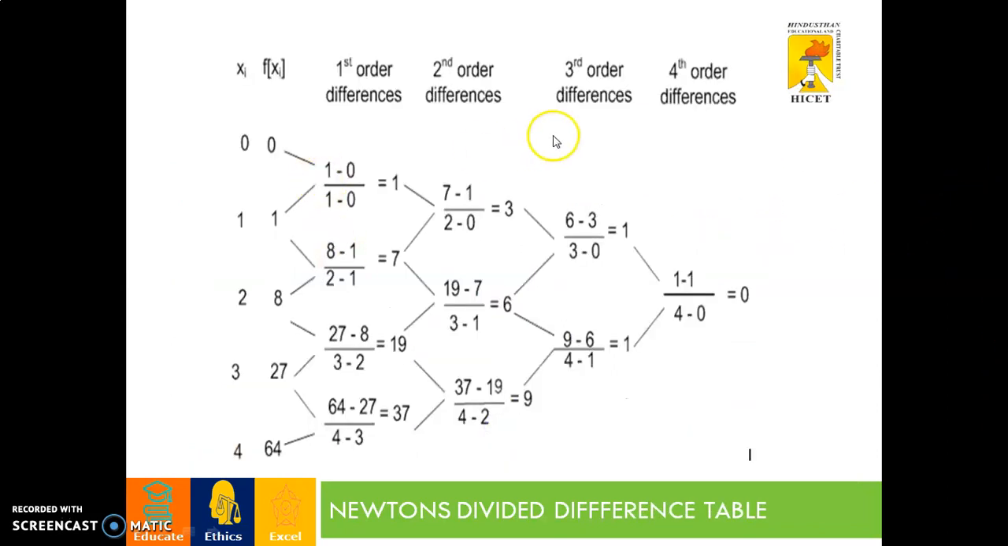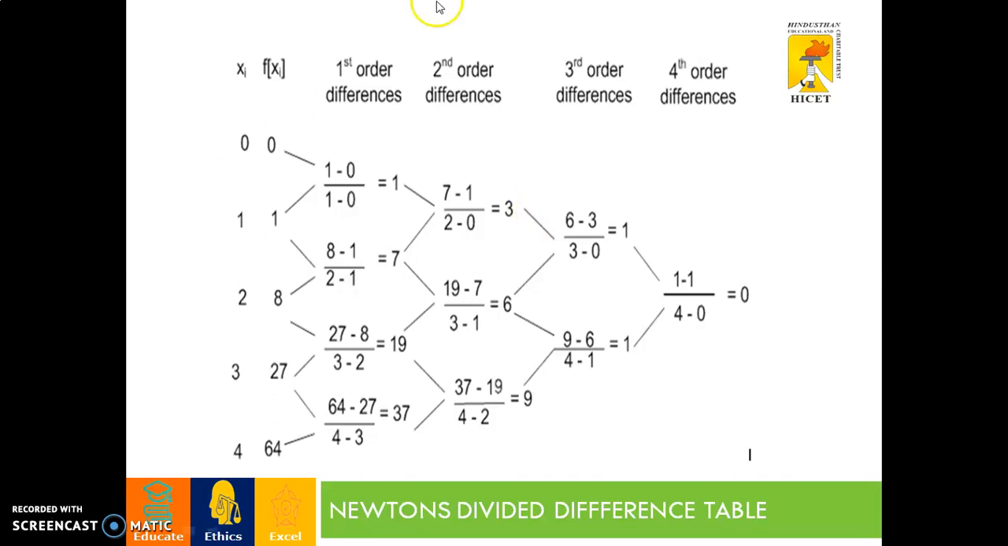Let us see an example to form the divided difference table. The values of x are given as 0, 1, 2, 3, 4. Corresponding to x, the f(x) values are 0, 1, 8, 27 and 64. Here the values of x are equally spaced. Even though the values of x are equally spaced, we can apply Newton's divided difference formula, since we can apply it for both equal and unequal intervals.